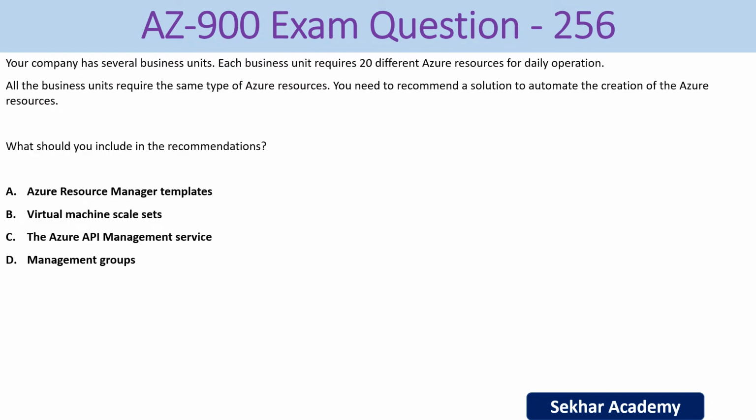Question number 256: your company has several business units. Each business unit requires 20 different Azure resources for daily operation. All the business units require the same type of Azure virtual machines, and you need to recommend a solution to automate the creation of Azure resources. What should you include in the recommendations? The options we have: Azure Resource Manager templates, virtual machine scale sets, Azure API Management service, and management groups. The right answer is Azure Resource Manager templates.